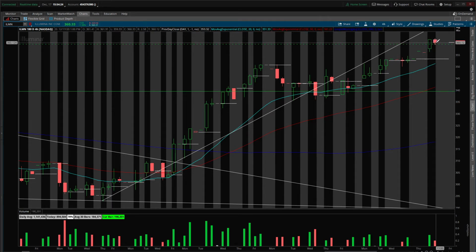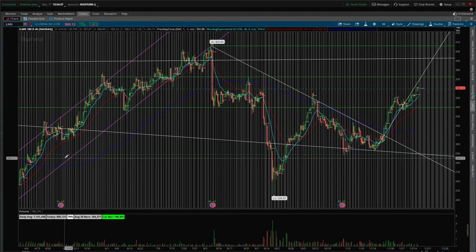I'm recording this during market hours. The market's about to close, but it looks to be confirming above this price level. So very, very bullish to see that. But what's the story for ILMN?